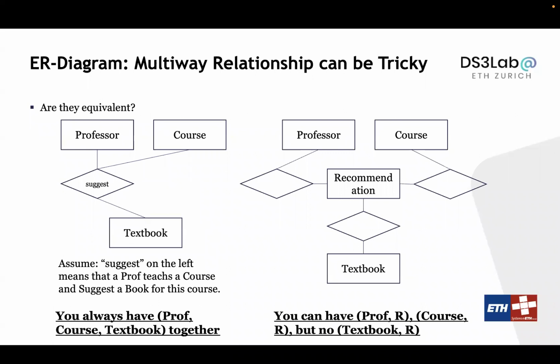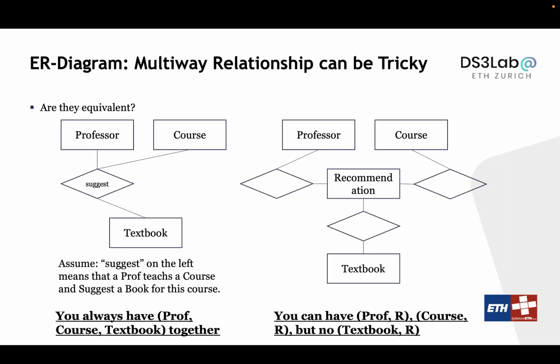But on the right-hand side, you could have, for example, some recommendation R associated with a professor, associated with a course, but not associated with a textbook. So that could happen in the model on the right-hand side. And in this case, clearly they are not equivalent. So that's one counterexample. Essentially, a multi-way relationship is very hard to replace by a collection of binary relationships. Sometimes maybe in your application you don't really care about this small difference between these two things. But when we talk about whether they're equivalent or not, that's something to be careful about.